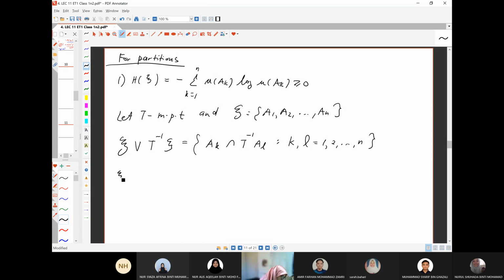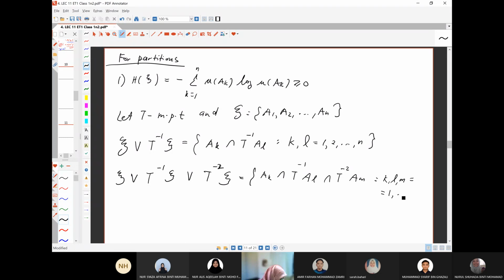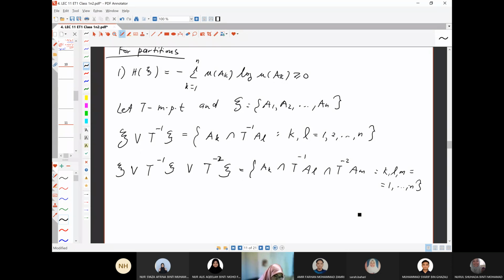So if we join 3 partitions, for example, psi, and then we join with the pre-images of psi, and we join with the second pre-images of psi. Okay, so you will have Ak intersect with T inverse Al intersect with T minus 2 of Am, where k, l, and m run from 1 until n. So how many times can you do it? Macam n square. N cube, sorry. Sebab dia ada 3. So setiap tu, you have to find the intersection.